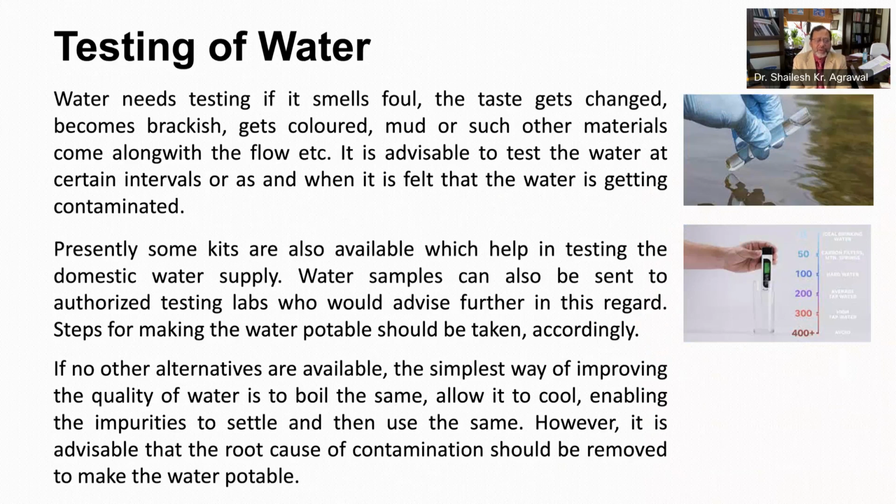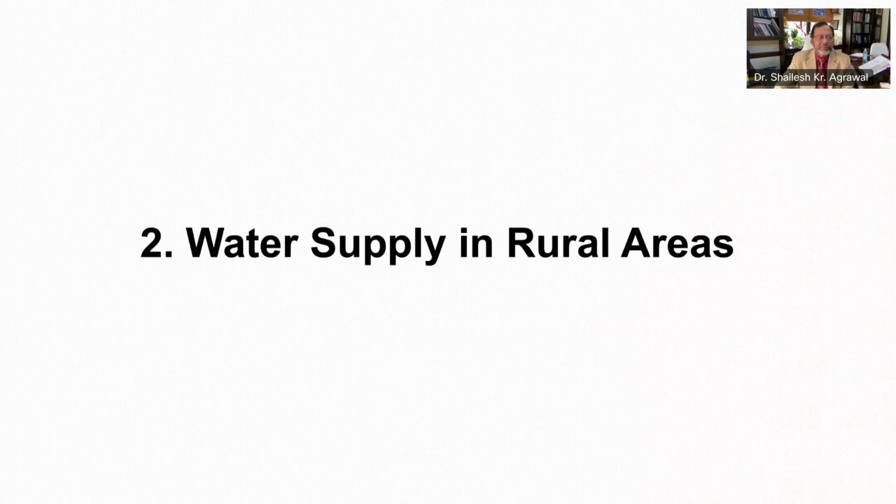The simplest way of improving the quality of water is to boil the same, allow it to cool, enabling the impurities to settle, and then use the same. However, it is advisable that the root cause of contamination should be removed to make water potable. Clean drinking water is a basic necessity of life, be it in urban area or in a rural area.